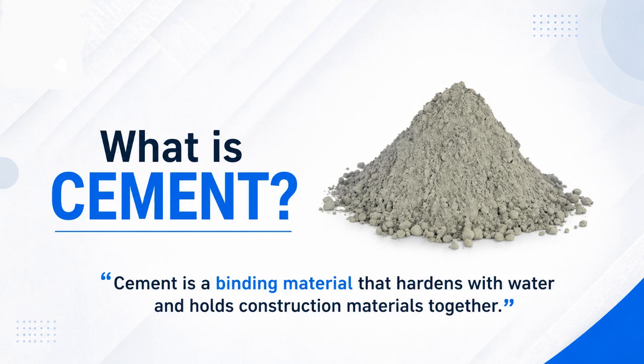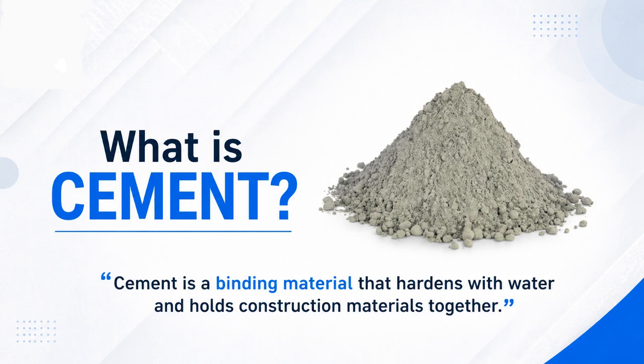When OPC cement is mixed with water, it undergoes a chemical reaction called hydration, which makes it set and harden over time, providing strength and durability to concrete. Concrete is a composite construction material made by combining cement with sand, gravel, and water. In simple terms, cement is just one ingredient, whereas concrete is the final strong stone like product used for building structures such as roads, buildings, and bridges.